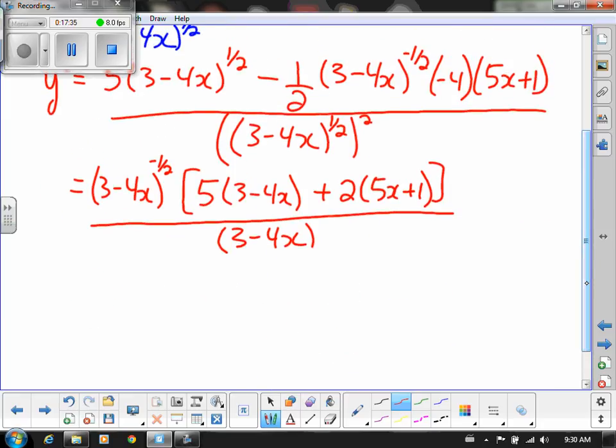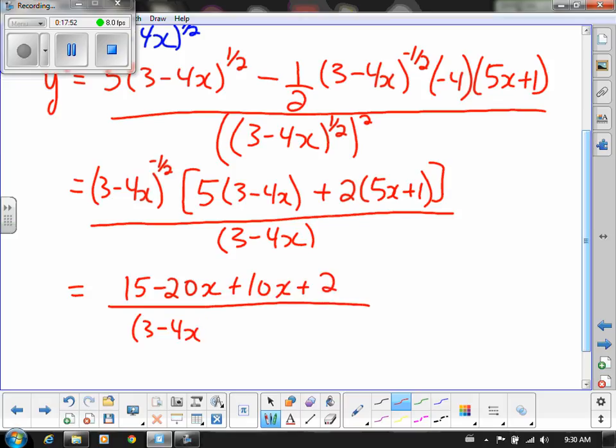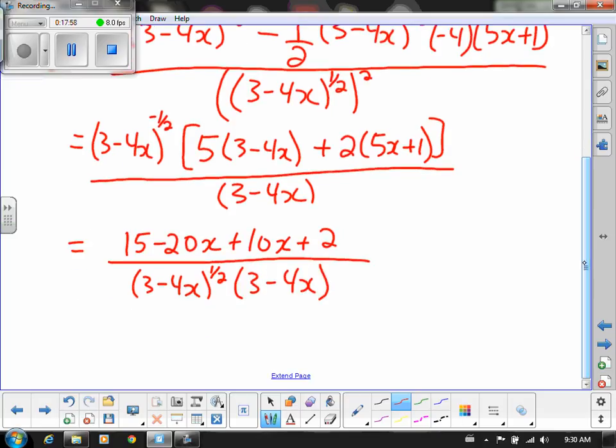From here, now we can simplify. These are like terms. So I can move that negative half down, and then in the numerator, we'll have 15 minus 20x plus 10x plus 2 over 3 minus 4x to the 1/2 times 3 minus 4x. Numerator is going to become negative 10x plus 17 all over 3 minus 4x. Since these are like bases, we can add. Half plus 1 is 3 over 2.